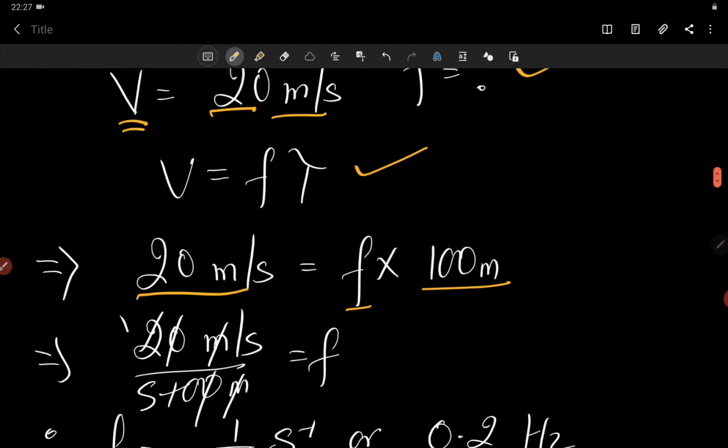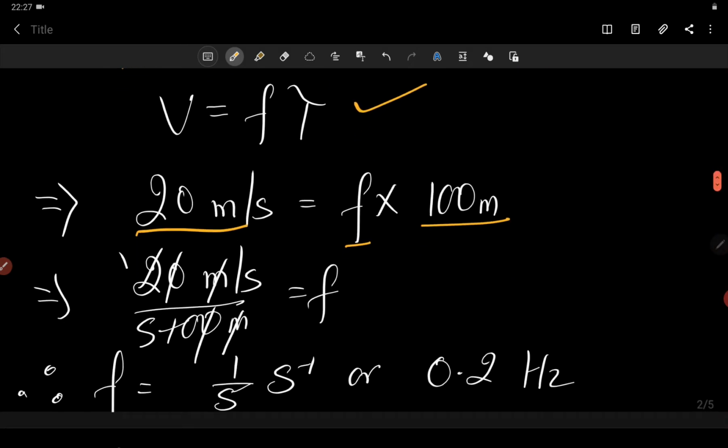Thus after moving this 100 to the other side, we shall get 20 meter per second upon 100 meter, and thus we can cancel it. After cancelling, we are getting f equals 1 upon 5 per second, right? This per second, or we can write 0.2 hertz. 1 upon 5 means 0.2, right? Per second means hertz. So I hope you have understood this question as well. Now let us go to the next question.